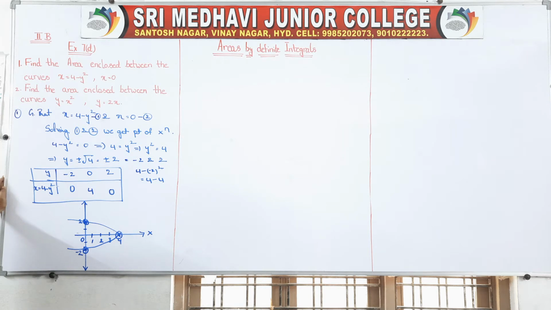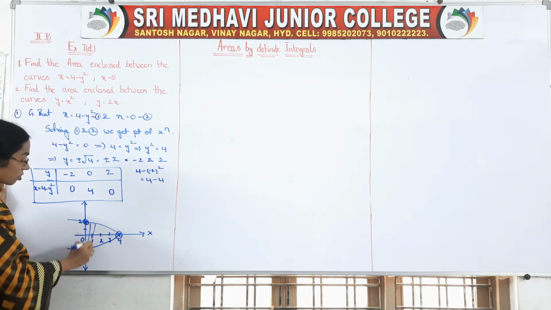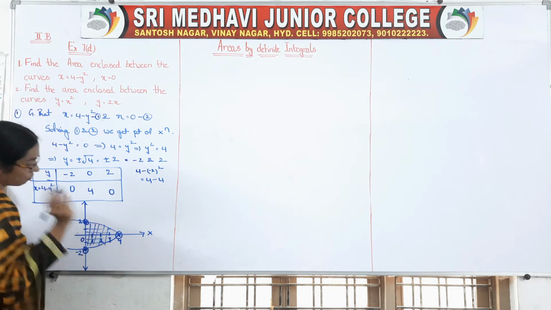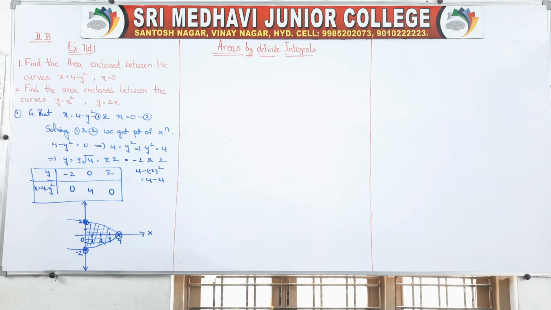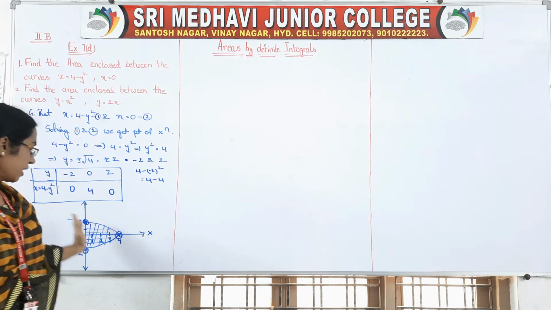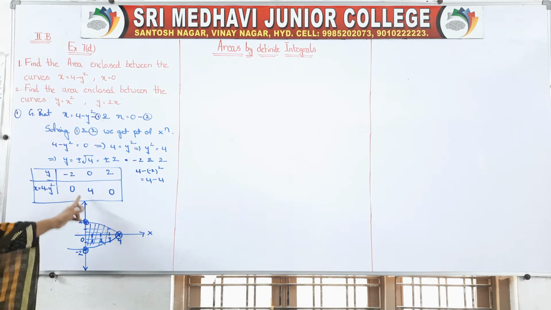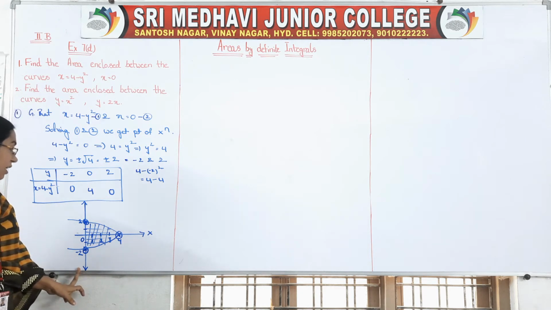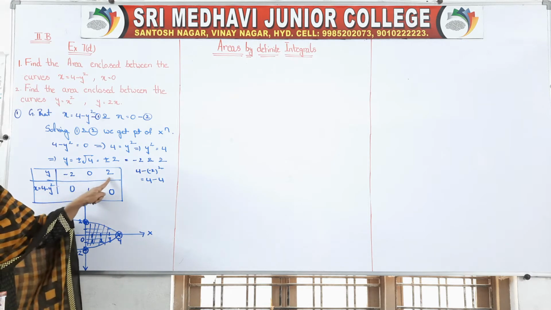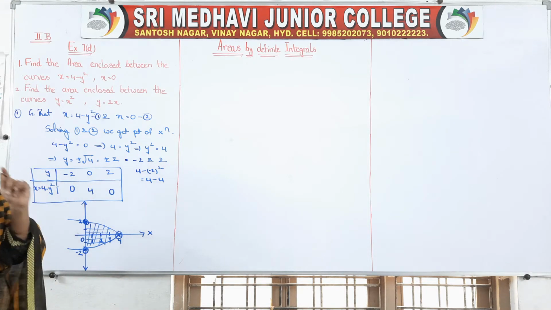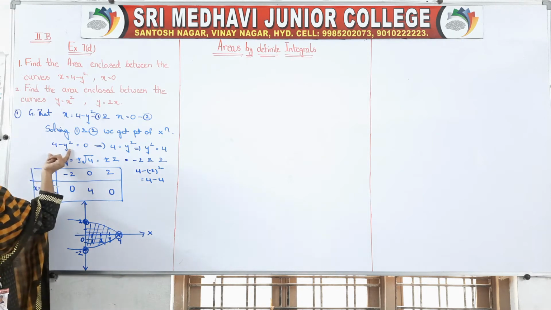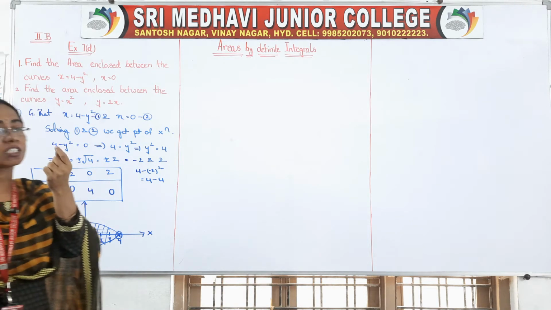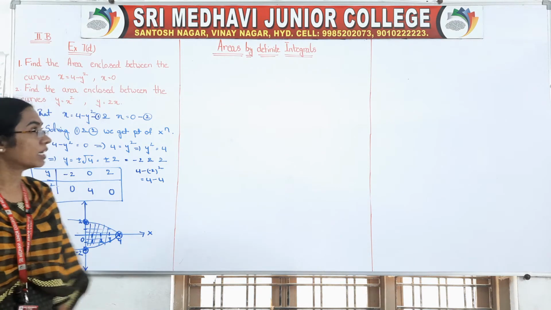Now show the area. How will we show the area? This area we have to find. If you observe, the area is on the right side of your y-axis, so we can take it as positive only, right? And the values are minus 2 to 2. Now your curve is with respect to y, so you have to take dy. Suppose the curve is with respect to x, we have to take dx.